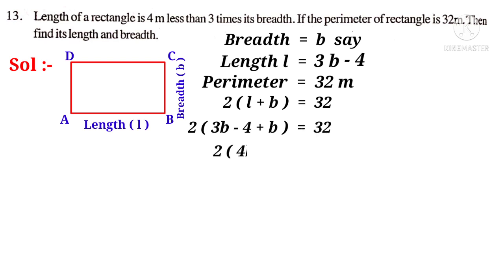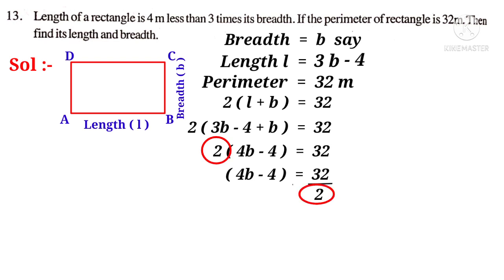Now 2 into 4B minus 4 is equal to 32, because 3B plus B is equal to 4B. So 4B minus 4 is equal to 32 by 2, because multiplying 2 when transposed to the right hand side becomes divided by 2. Now on simplification by 2, 2 16 times. So 4b minus 4 is equal to 16.